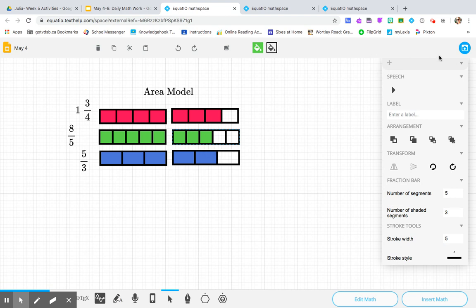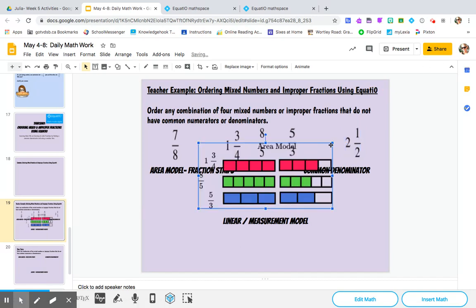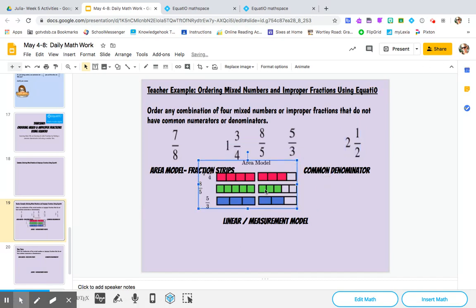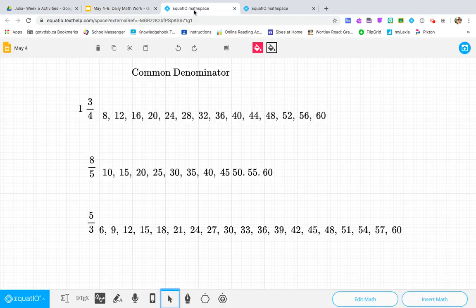So I'm going to insert this into the space, but you'll see that's why I've encouraged you to use common denominators or work on our number lines. So let's insert that so we have it. But let's move on to our next model, which is finding the common denominator. Now, I've got started with this one too, so don't be afraid when you see all my crazy numbers.